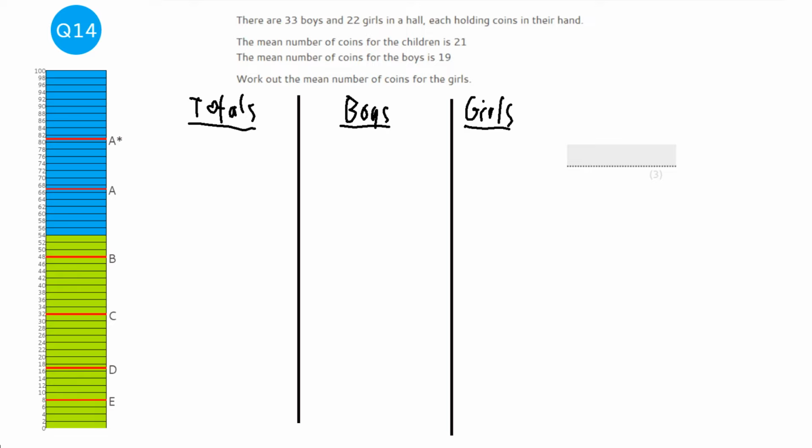Okay, so the totals first. Now what we need to know about the mean is that the mean equals the sum of the numbers, whatever they are, because it doesn't tell us, divided by the amount of numbers, so the total amount of numbers. Okay, the mean for the total, so let's have a look at that. So we have 33 boys and 22 girls, and it says the mean for the total is 21.